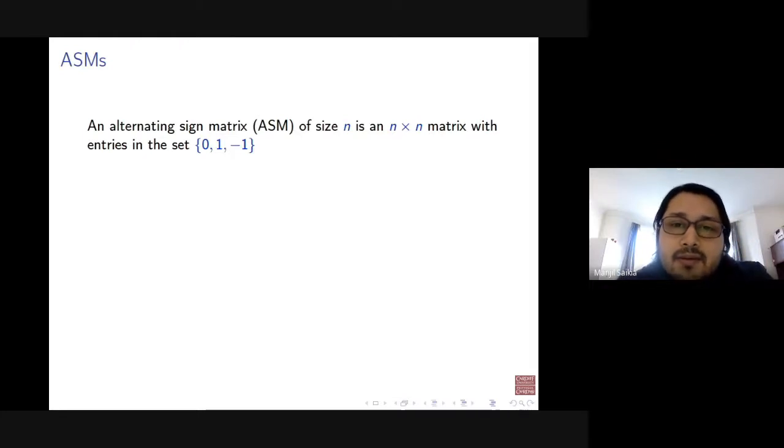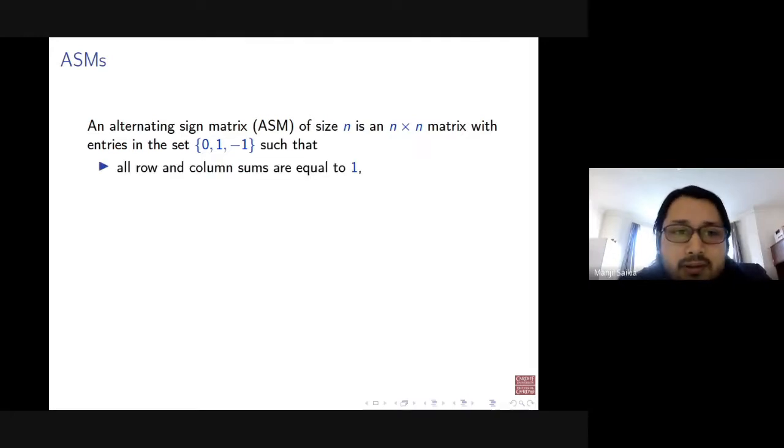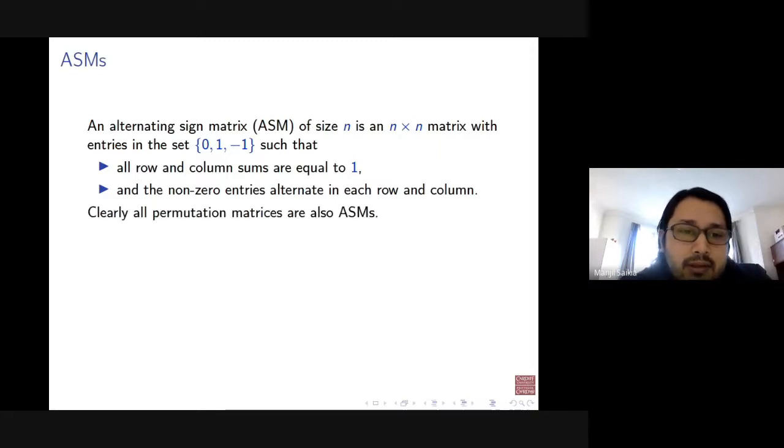An alternating sign matrix of size n, or order n, is an n times n square matrix with entries in the set 0, 1, and -1, with the following conditions. The first is that all row and column sums are equal to 1. And the second condition is that the non-zero entries alternate in each row and column. So clearly all permutation matrices are alternating sign matrices because they have entries in the set 0 and 1, and all row and column sums are equal to 1. And since there are no negative ones, the second condition is satisfied anyway, because there is only one 1 in each row and each column.